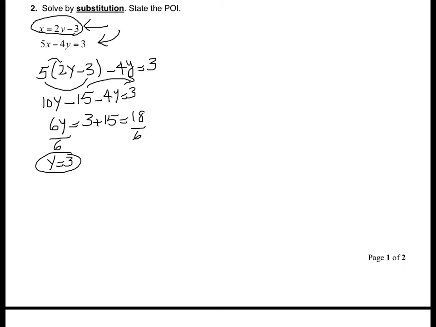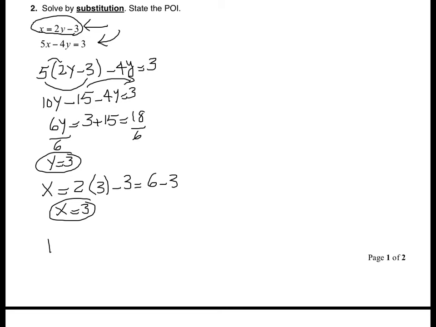Now I'm going to use either equation 1 or equation 2, substitute the value y equal to 3 and find x. The easiest one is the first equation because x is already on the left, so I'm going to get x is equal to 2 times y, which is 3, minus 3, which is going to give me 2 times 3 is 6 minus 3, which is going to be x is equal to 3.